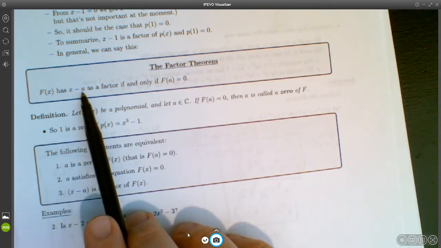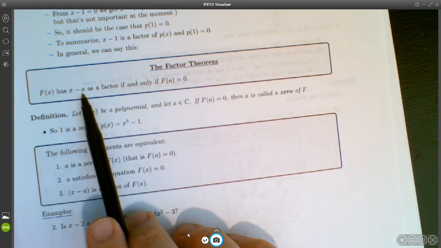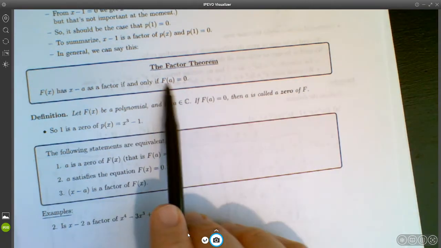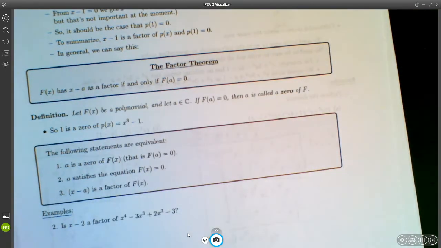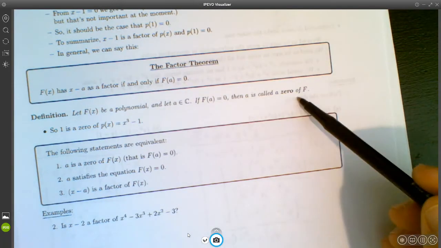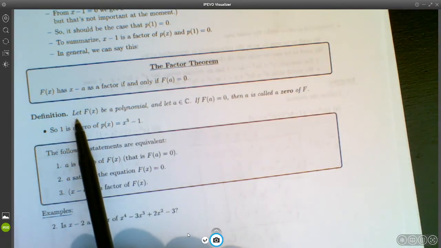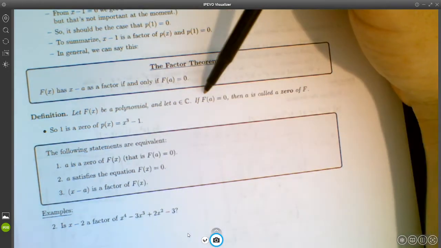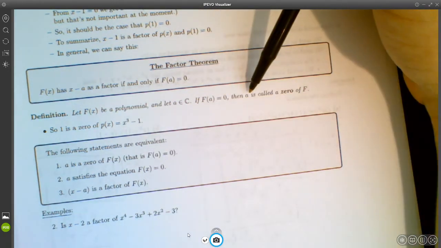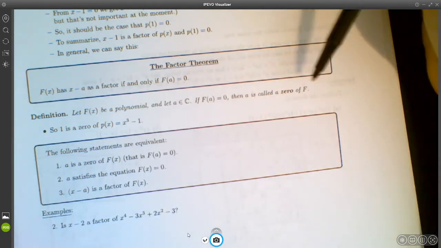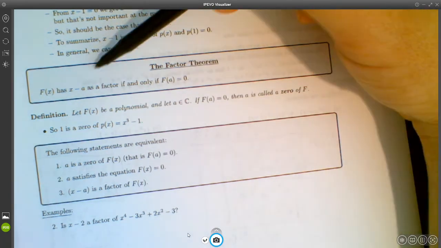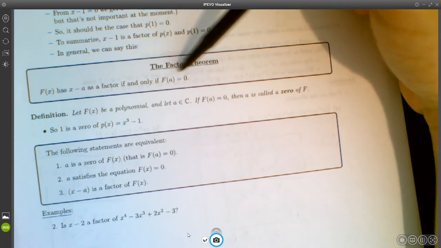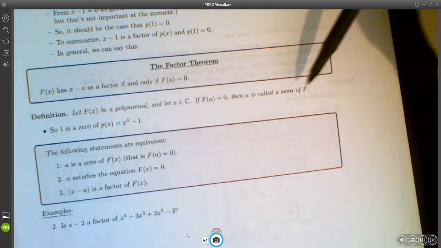Okay, so if x minus a is a factor, then the number a makes f of x equal to 0, right? I was about to say, so let f of x be a polynomial and let a be some complex number. If f of a equals 0, then a is called a 0 of f. So what I was about to say here is that x minus a is a factor if and only if a is a 0, right? And that's what I mean.